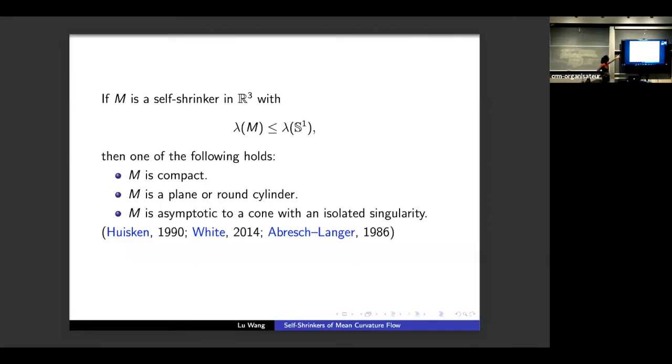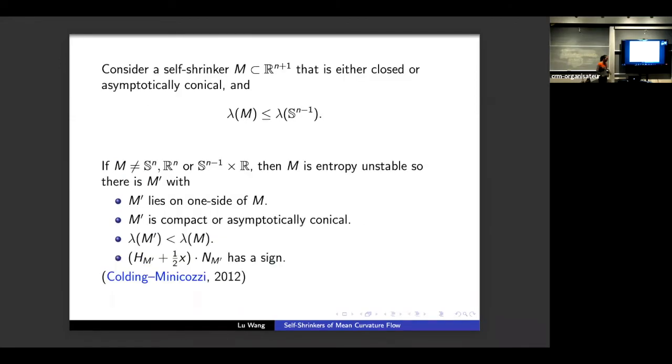So the first one is that M is compact. The second is that M is a plane or round cylinder. And the third is that M is non-compact, asymptotic to a cone with isolated singularity. So then in short, either M is trivial, or M is closed, or M is asymptotically conical. So this means that we can restrict our attention to self-shrinkers that are either closed or asymptotically conical.